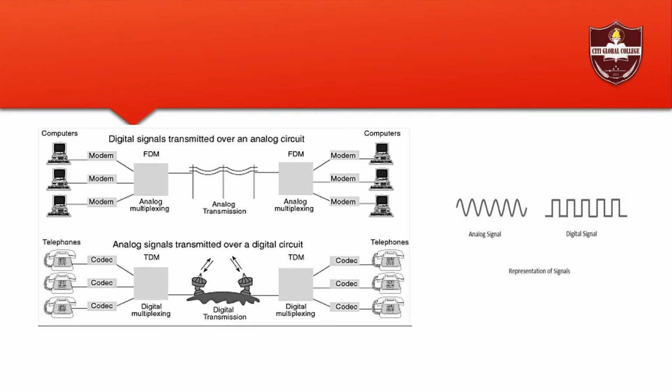Figure 1 shows how the digital signals are transmitted over an analog circuit from computers, modem, analog multiplexing, and analog transmission, while the second figure shows analog signals transmitted over a digital circuit from telephones, codec, digital multiplexing, and digital transmission.